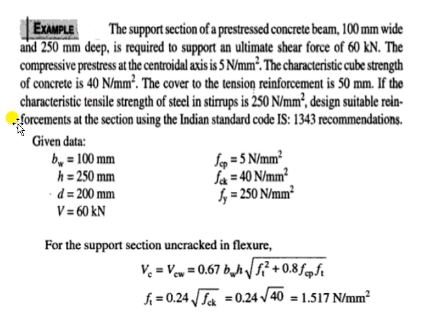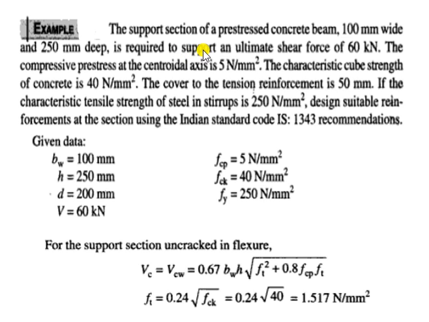So let us consider an example. The support section of a PSC beam 100 mm wide and 250 mm deep is required to support an ultimate shear force of 60 kN. The compressive prestress at the centroidal axis is 5 Newton per mm square. The characteristic cube strength of concrete is 40 Newton per mm square. The cover to the tension reinforcement is 50 mm. The characteristic tensile strength of steel stirrup is 250 Newton per mm square. Design suitable reinforcement at the section using IS 1343 recommendations.